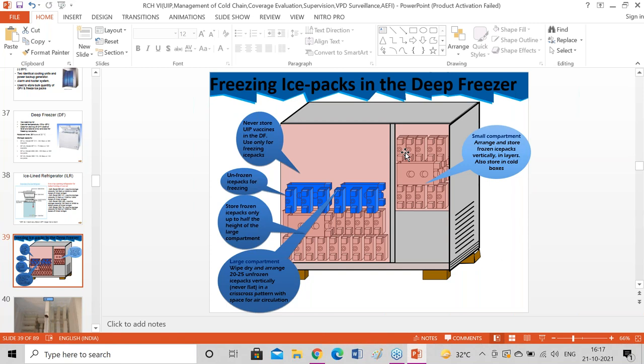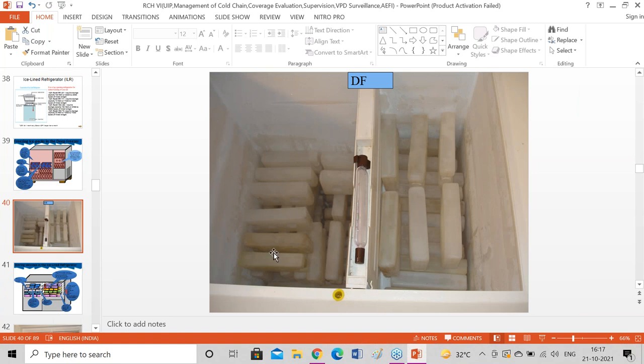So we store the ice packs only up till half of the height of the compartment, and they are stored in a crisscross manner as we see. Why is this followed? So as to maintain the air circulation inside the equipment. So this is how we are storing them. One layer like this, and then one layer crisscrossing the lower layer.